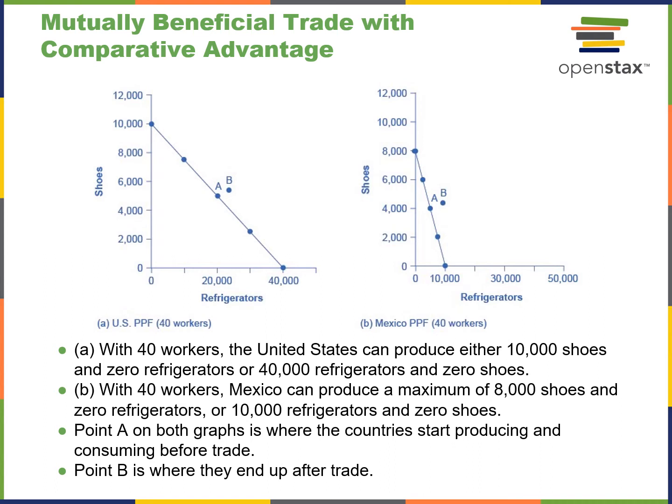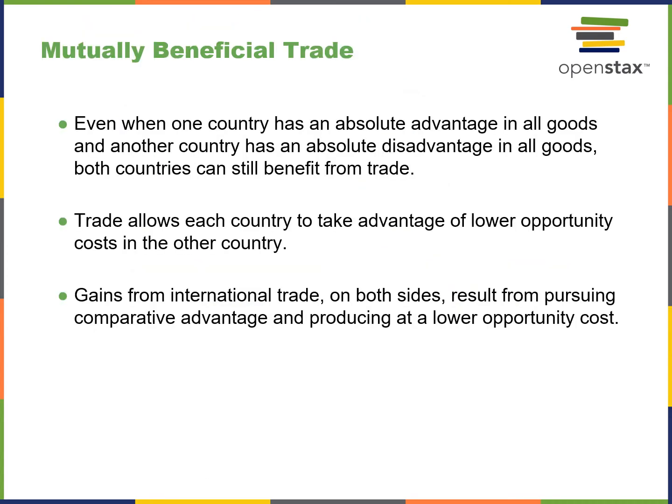Point A is where both countries start producing and consuming, and point B is where they wind up after trade. So once again you see a point outside the PPF. If a country was simply producing for itself and not considering trade, then anything along this curve or underneath is fair game, but outside the curve it is not. When countries trade, this enables them to consume more than they can produce because they get it from somebody else. So both countries have some level of consumption above the PPF. This is considered mutually beneficial trade.